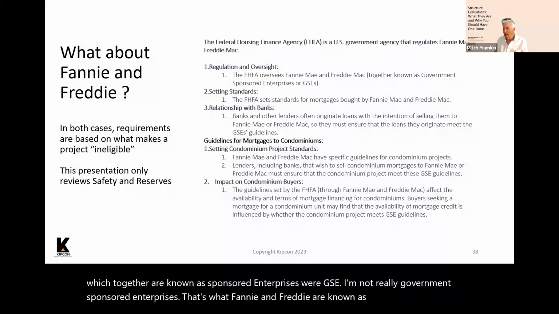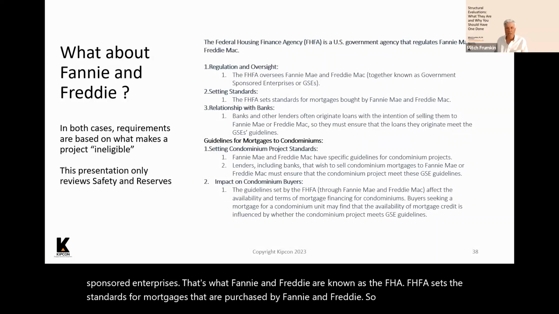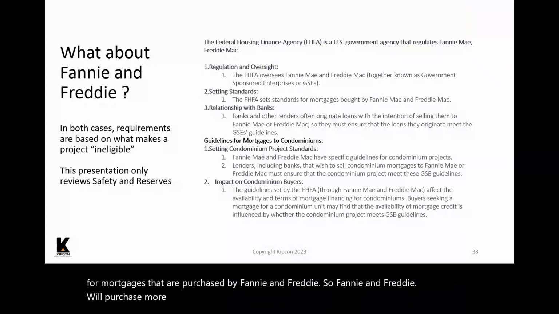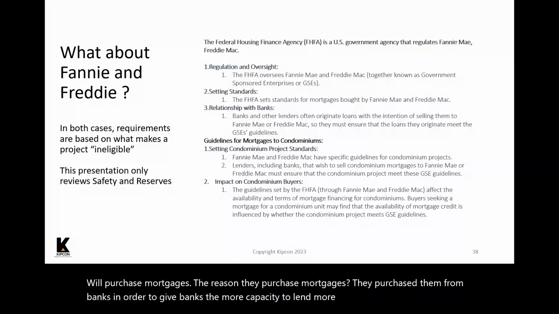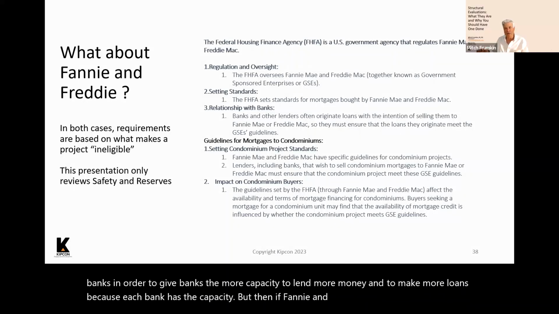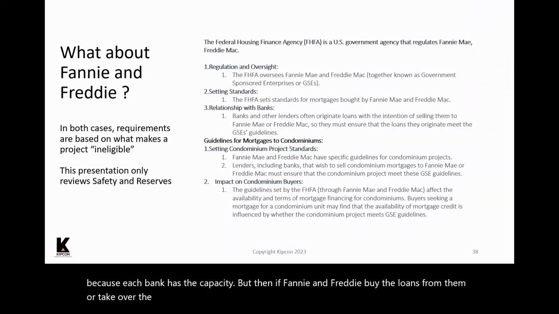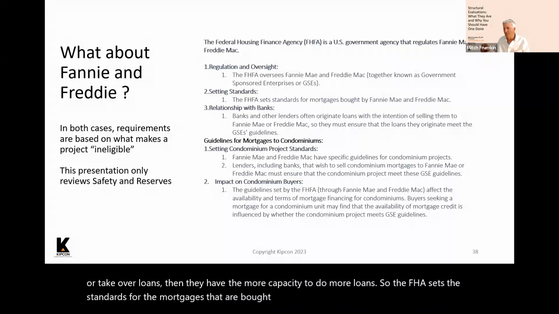The FHFA sets the standards for mortgages that are purchased by Fannie and Freddie. So Fannie and Freddie will purchase mortgages. The reason they purchase them from banks is to give banks more capacity to lend more money and to make more loans, because each bank has a capacity. But if Fannie and Freddie buy the loans from them or take over the loans, then they have more capacity to do more loans. So the FHFA sets the standards for the mortgages that are bought by Fannie and Freddie.